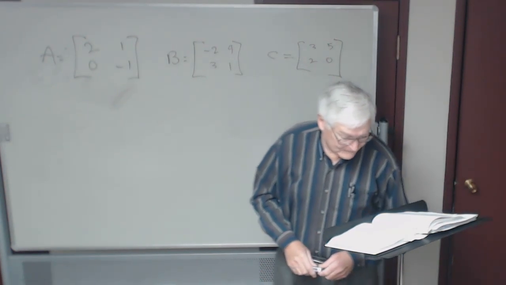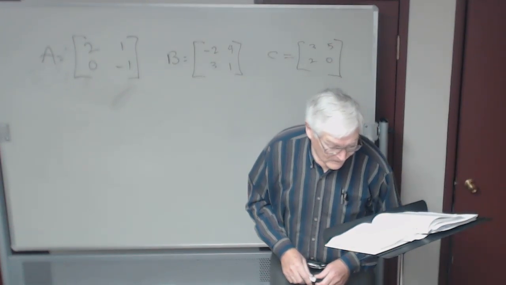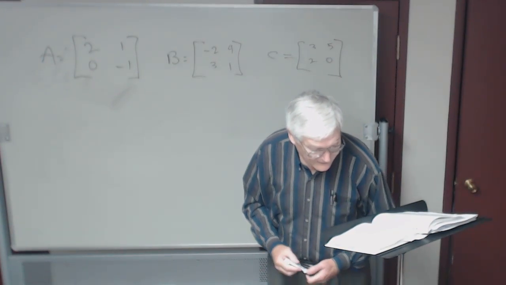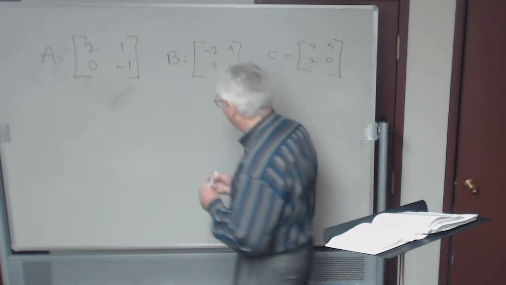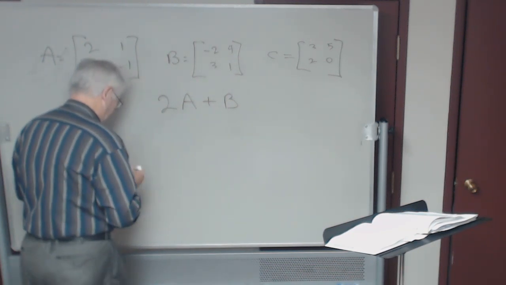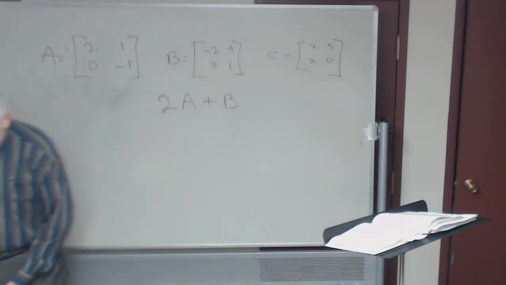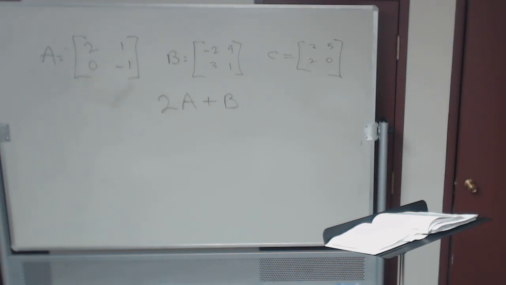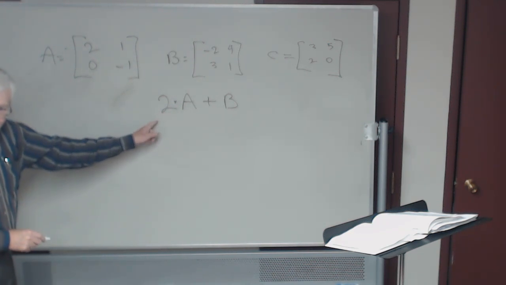Now let's do some math. Problem 2A. 2A plus B. Do you have any idea what we're supposed to do? I guess I should have sent you an email and said, read this section first before you get here, and it'll help. But don't worry about it. Watch how easy this is. Can you see this says 2 times A? That says 2A. Does that make sense?